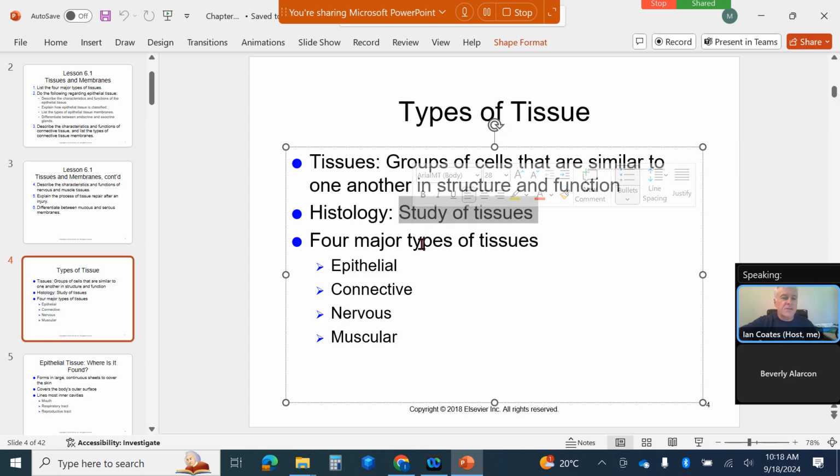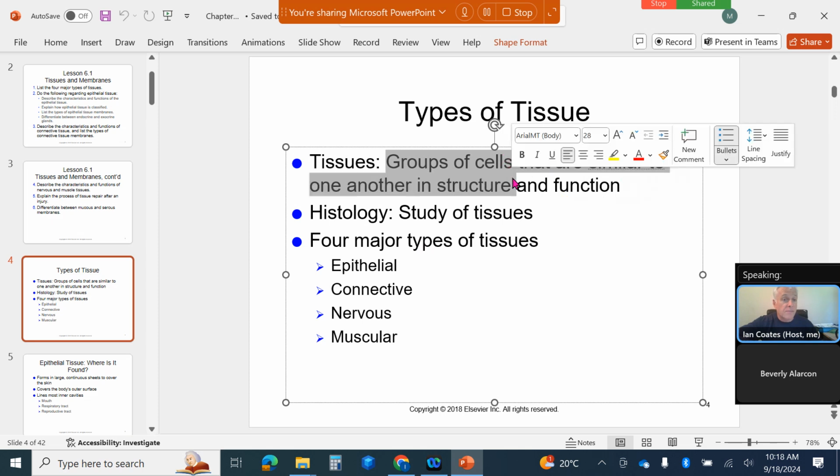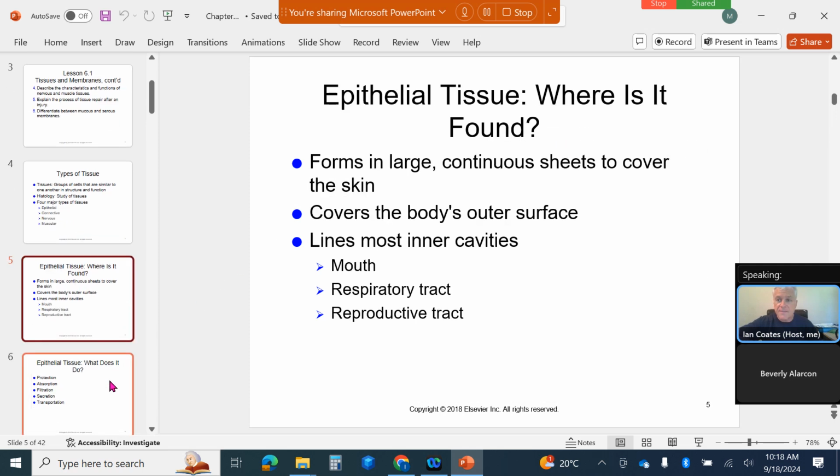The study of tissue is called histology. All right, and you'll remember that tissues are just simply groups of cells that perform a single function. That's it. Liver cells, these kinds of things.